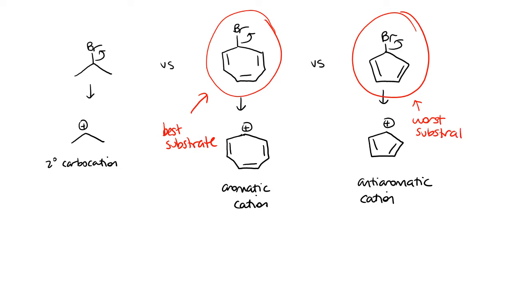And the reason that this is the worst is because you're essentially taking a non-aromatic compound and converting it to an anti-aromatic compound. Now, anti-aromatic has much higher potential energy and is much more unstable than just a regular non-aromatic compound. So we're essentially taking this molecule and making it worse. Whereas with the aromatic cation, the best substrate, we're taking a molecule and turning it into something that's much more stable. So these are the things that we want to consider when we are judging the different types of substrates for SN1 or E1 reactions, or any other reaction involving a carbocation intermediate.